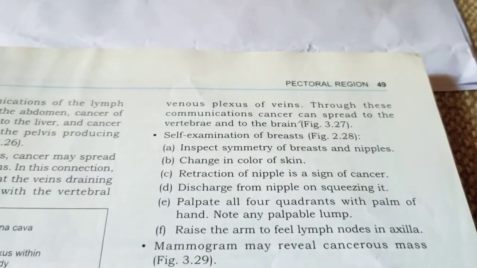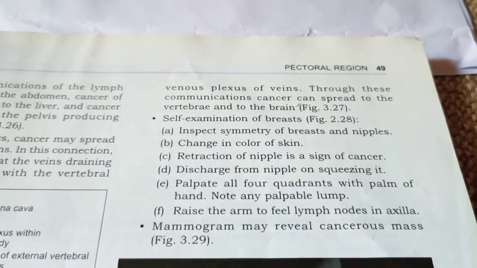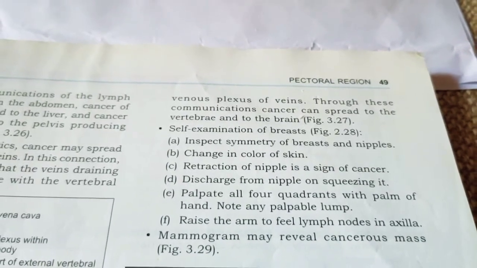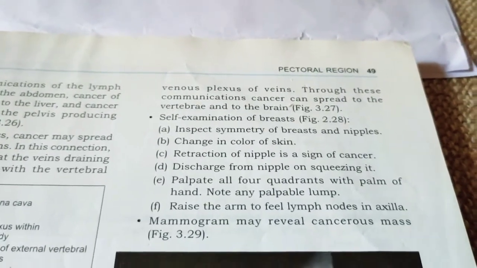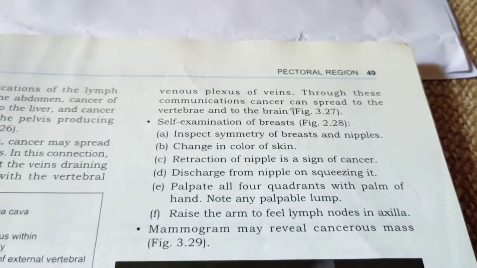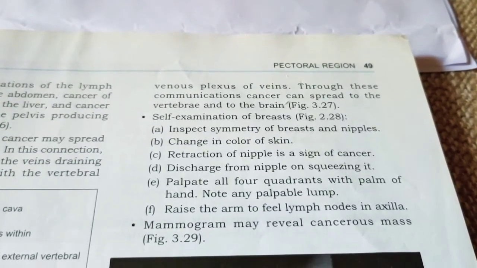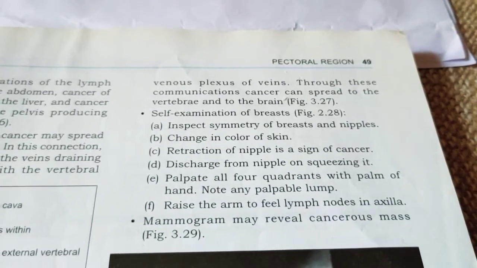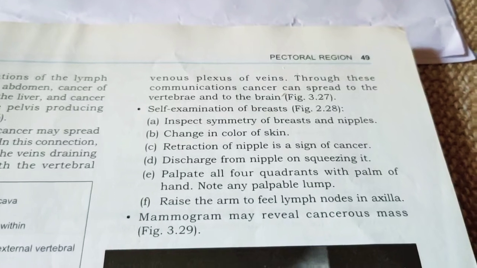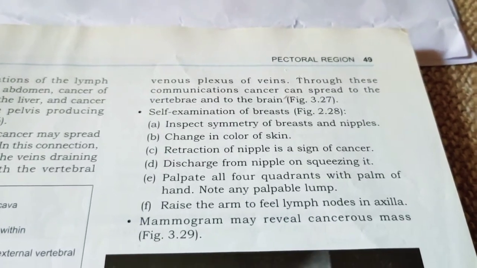So self-examination is very important to detect all this. How to do this? Inspect for any asymmetry of breast and nipple. Always check the symmetry of both breasts. If they are symmetrical, everything is normal. Change in color is also an indication. Retraction of nipple is a sign of cancer. Check for discharge from nipple on squeezing it. Palpate all four quadrants with the palm and hand and note any palpable lump. Raise the arm to feel the lymph nodes in axilla.